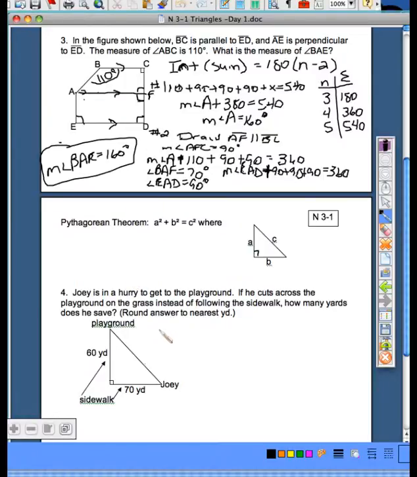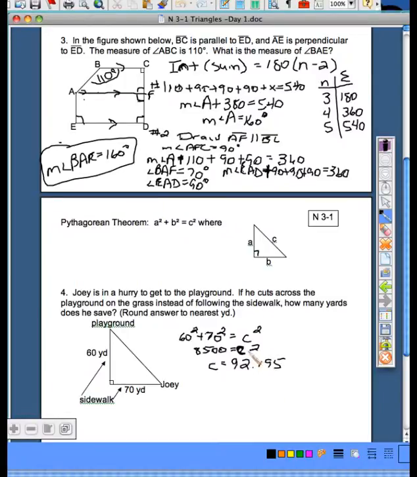Joey's in a hurry to get to the playground. If he cuts across the playground on the grass instead of following the sidewalk, how many yards does he save? Round the answer to the nearest yard. So 60 squared plus 70 squared is equal to c squared. That's 3,600 plus 4,900, that's 8,500, which is equal to c squared. Then we have to take the square root of both sides, and that's 92.195. And that's c. Okay.